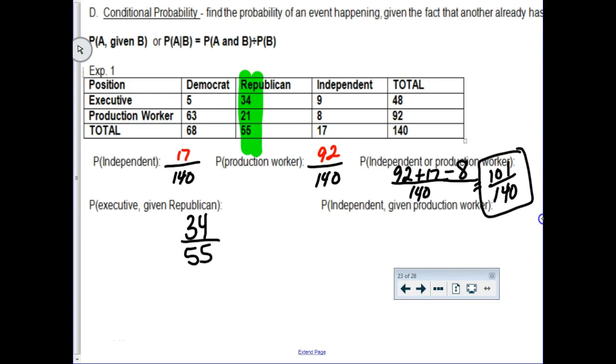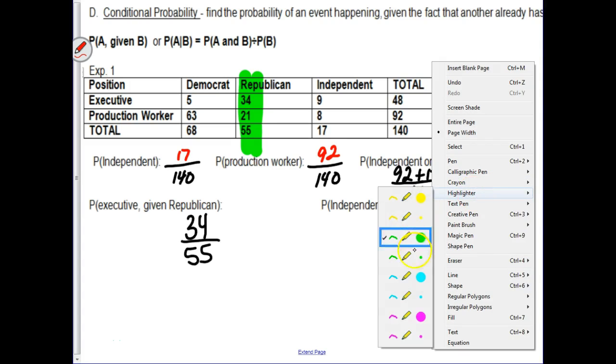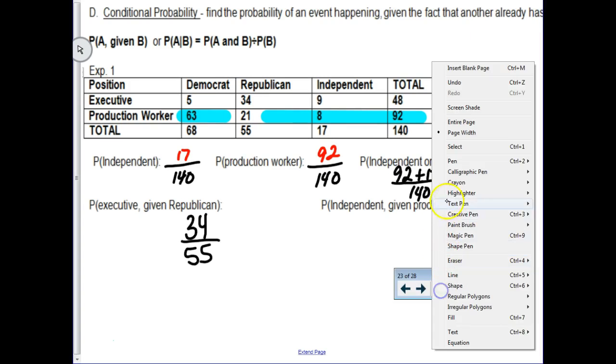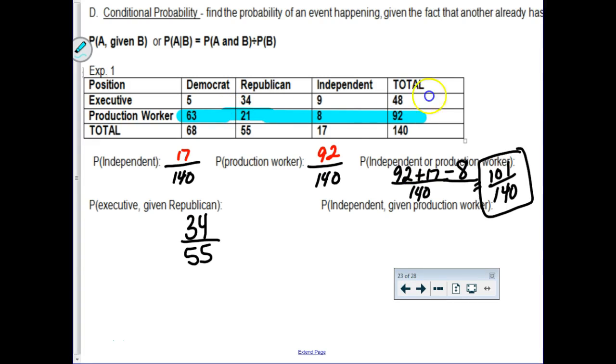And then similarly, with the independent given a production worker, that means you are only allowed to look at production workers, only that data. Get rid of that stuff, sorry. So my new denominator for this question, because I have a condition on it, what's your denominator for production workers?